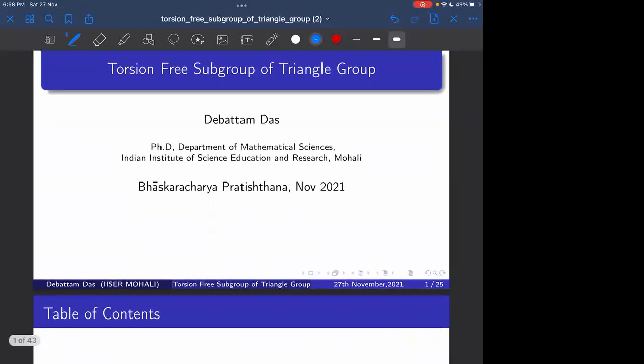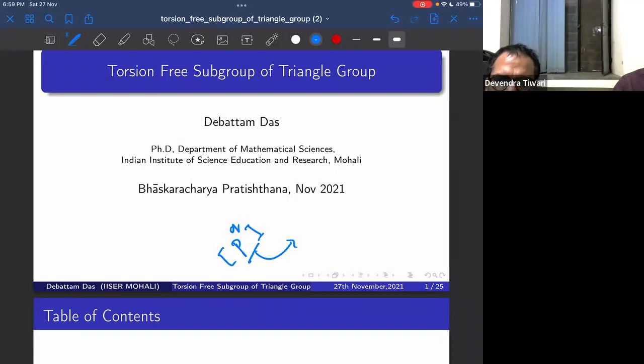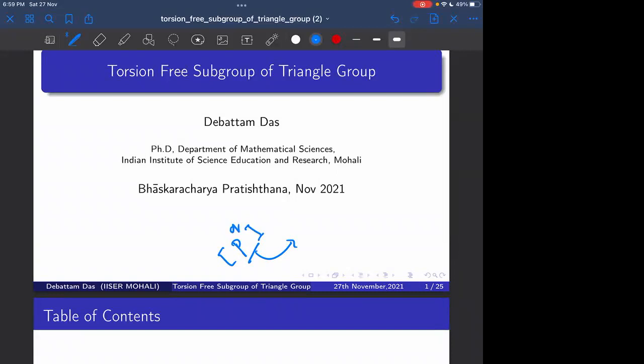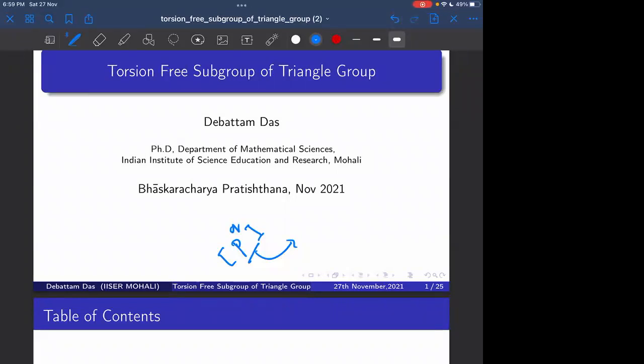Actually, if you write any (p,q) pattern, that means a regular (p,q) tessellation, right? Your voice is a bit not clear, not sharp. Okay, now it's better. So for a regular tessellation, we'll get the triangle group (p,q,2).